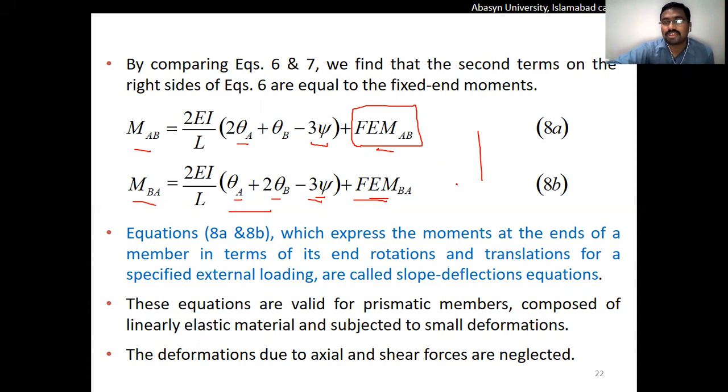So these equations are called slope deflection equations for prismatic members, because the initial assumption that we have used is that we have a prismatic beam, which has a constant value of inertia and a constant value of elasticity, and it is subjected to linear elastic material behavior, and it has very small deformations. As already mentioned, the deformations due to axial force or shear force will be neglected. We are only going to consider the deformation that occurs due to bending moments or bending loadings.